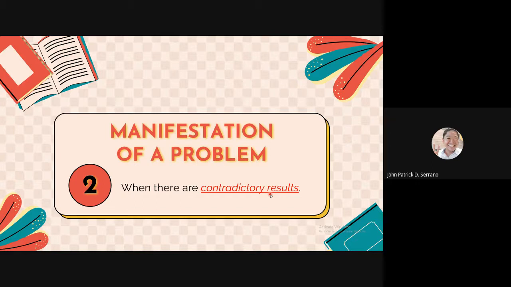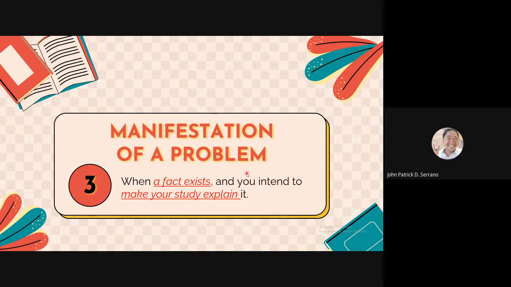Ano ba yung totoo doon? So, to determine the truth behind those contradictory results, you conduct your research. And that is a good manifestation of a problem in your research paper po. And third, when a fact exists, a manifestation of a problem should have this: a problem exists and you intend to make your study explain it.